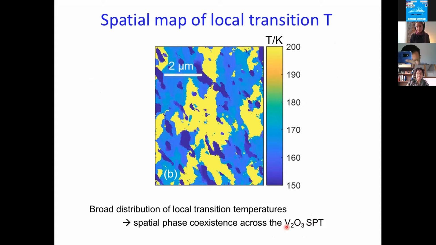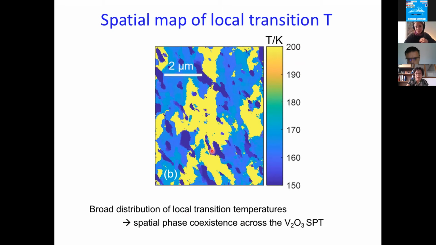Finally, we can also do a spatial map of the local transition temperatures. This is what is shown here. So here the color code is temperature. And what you can see is that it's not that certain areas have one transition temperature and some other neighboring areas another. No, there is really a mixture all over the place. So there is a broad distribution of local transition temperatures, and this is, again, another signature of this spatial phase coexistence. So with this, I conclude.